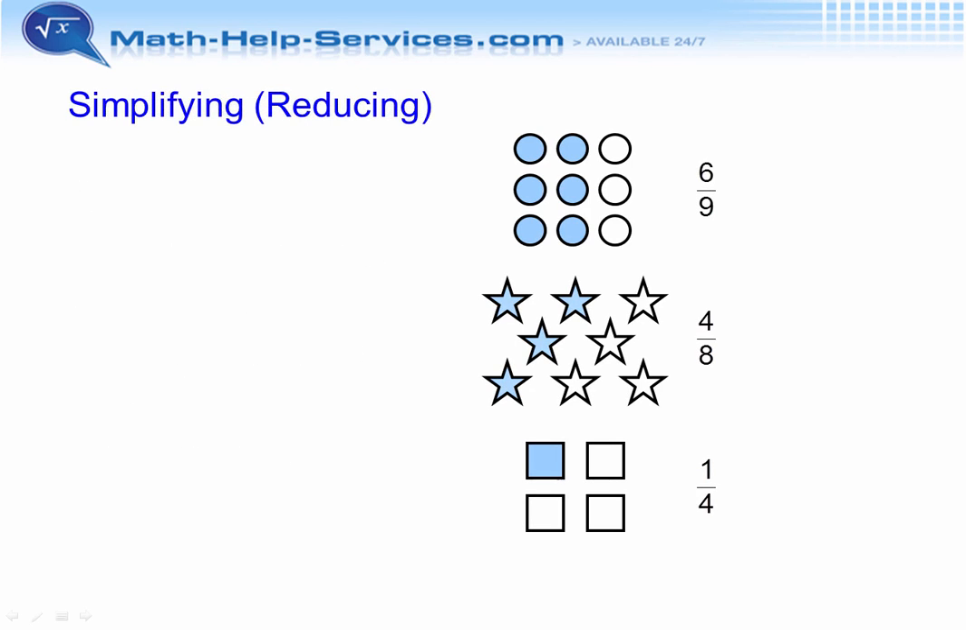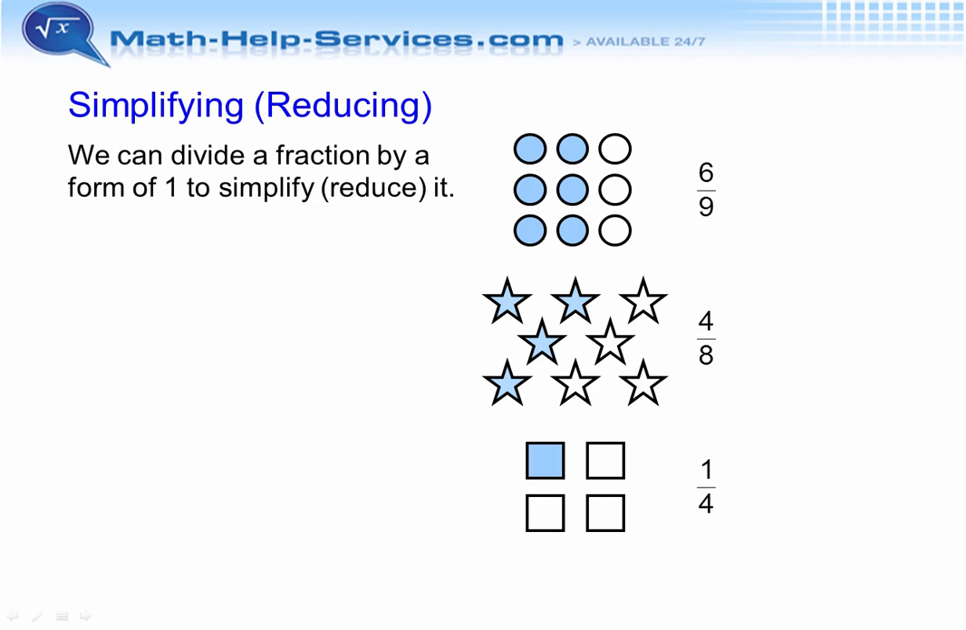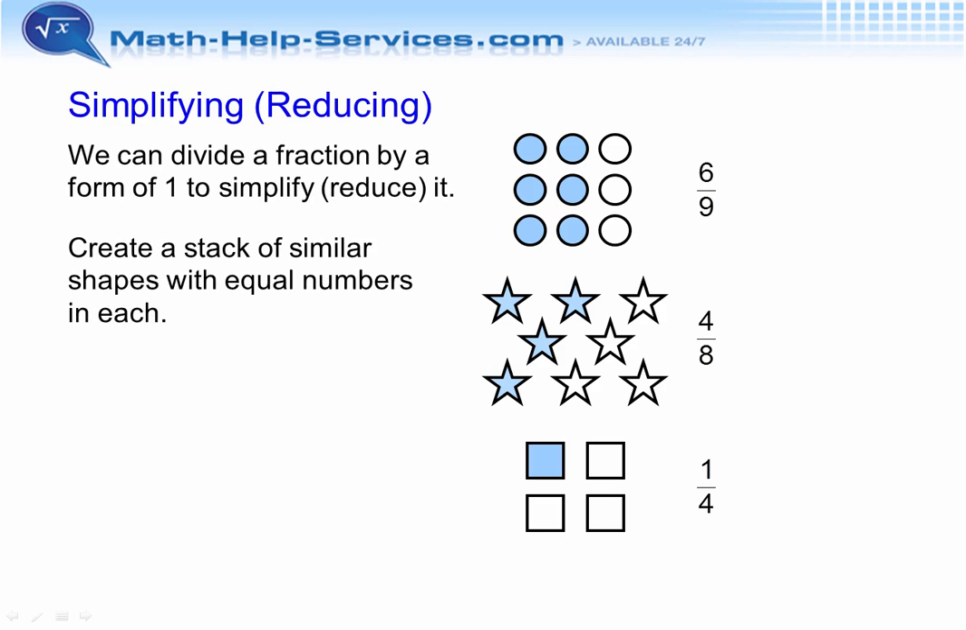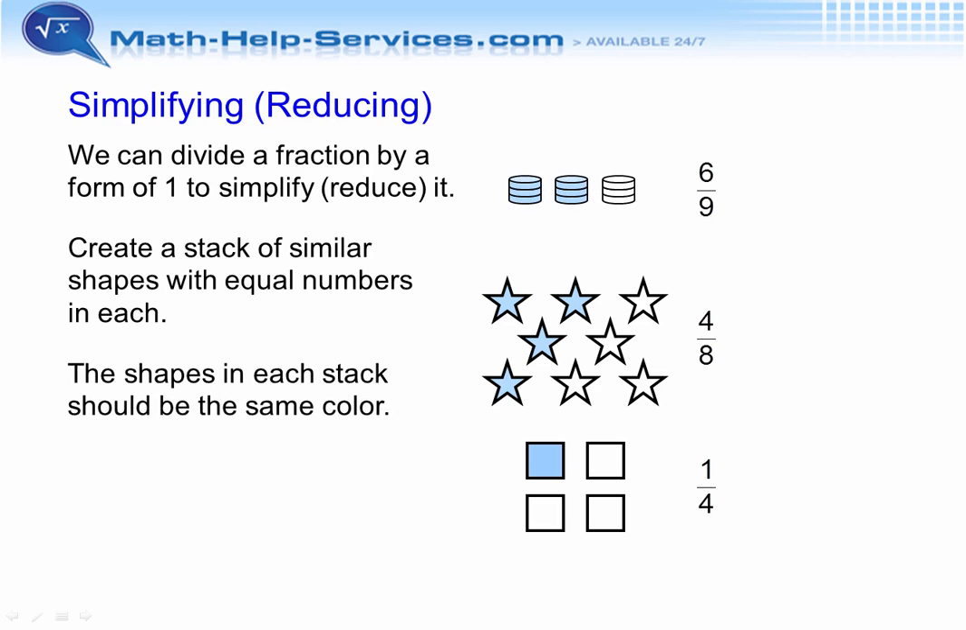Simplifying or reducing. We can divide a fraction by a form of 1 to simplify or reduce it. Create a stack of similar shapes with equal numbers in each. So in this case, we have 3 stacks. The shapes in each stack should be the same color. Notice 2 of the stacks are blue and 1 of the stacks is white.